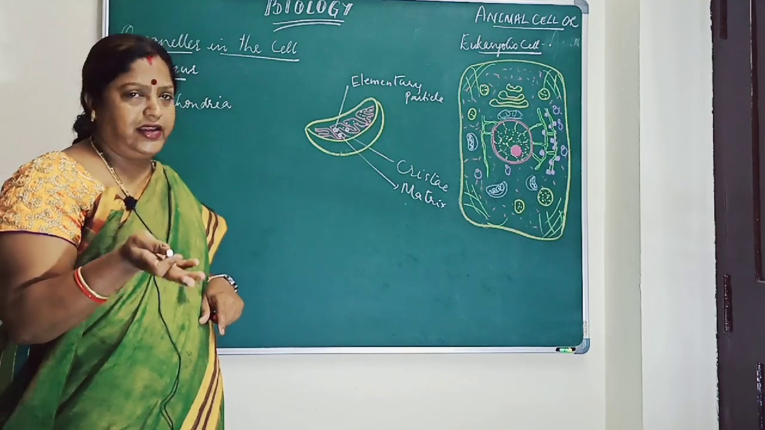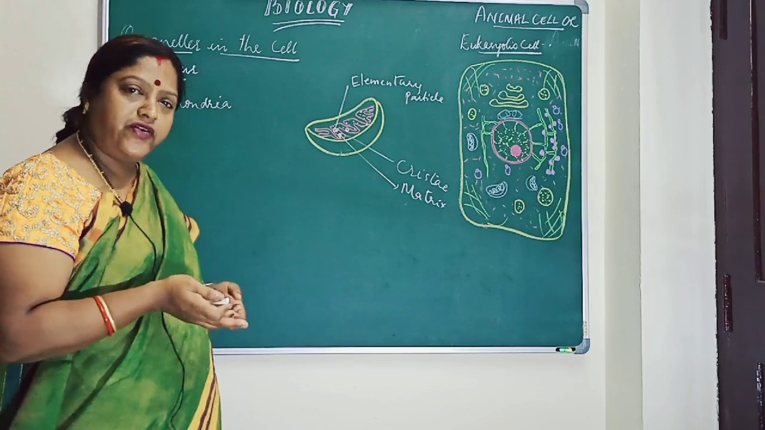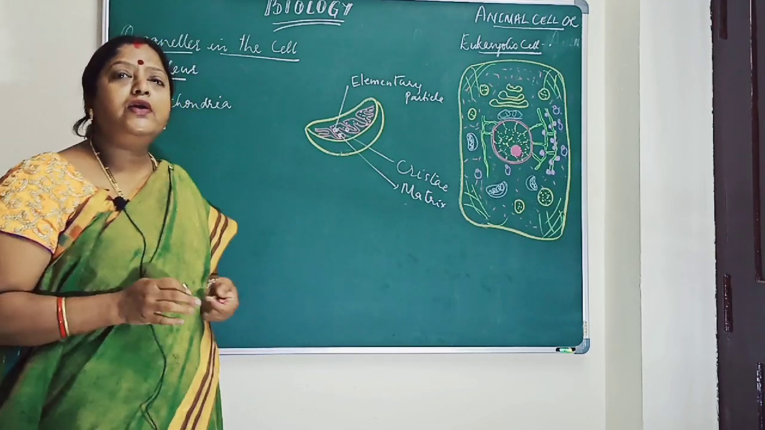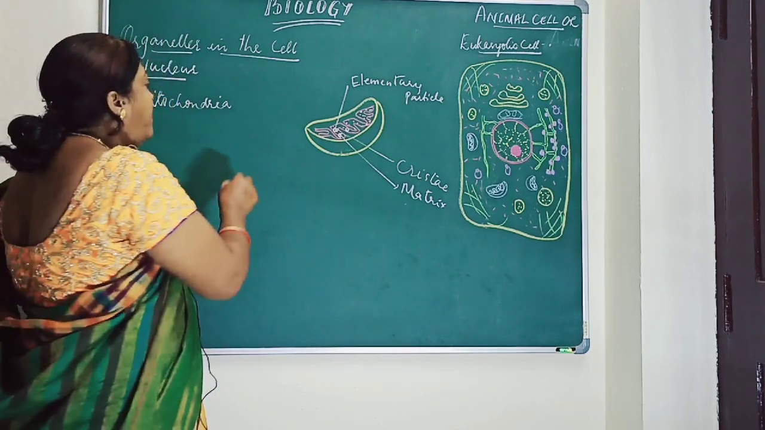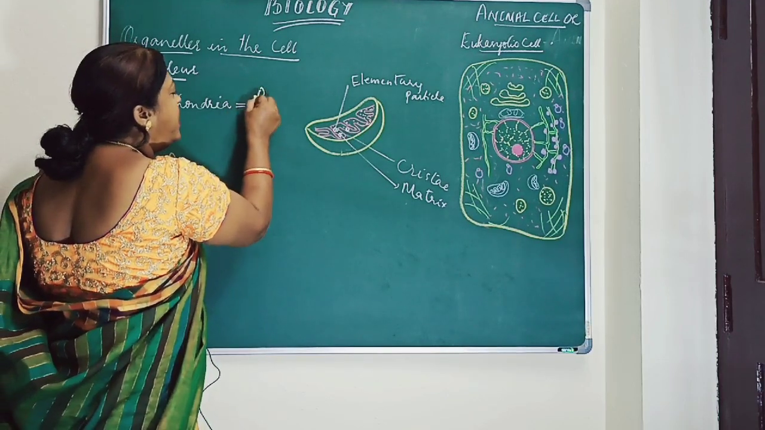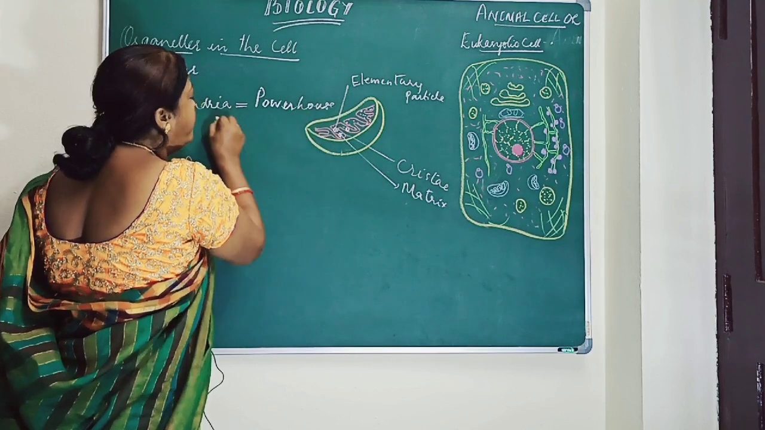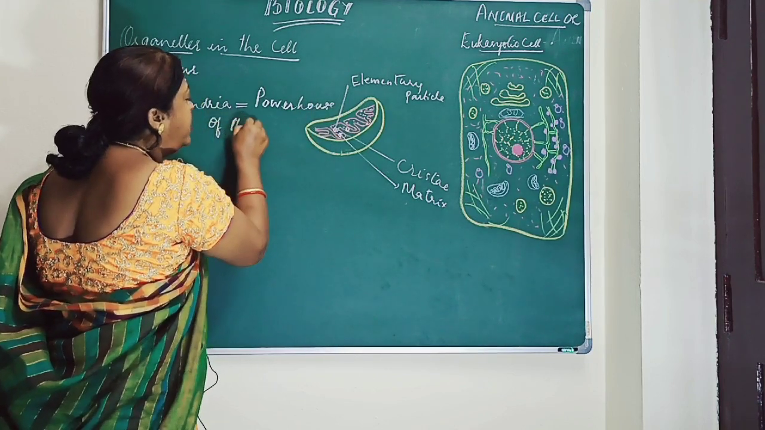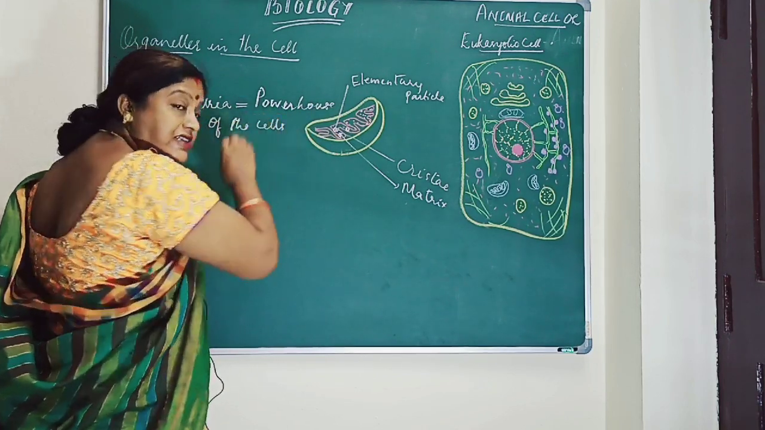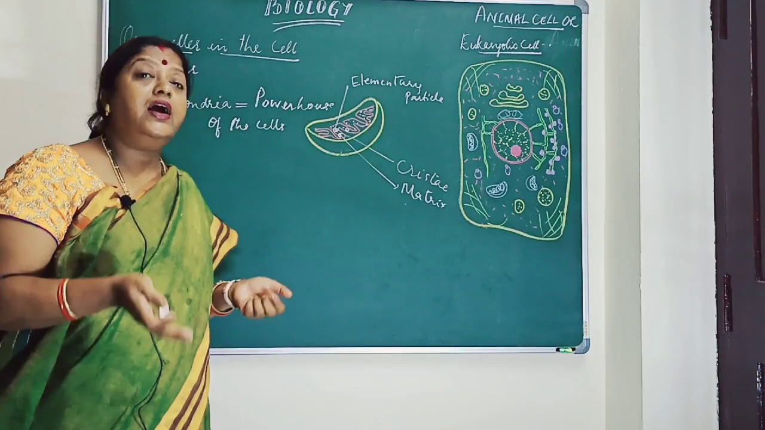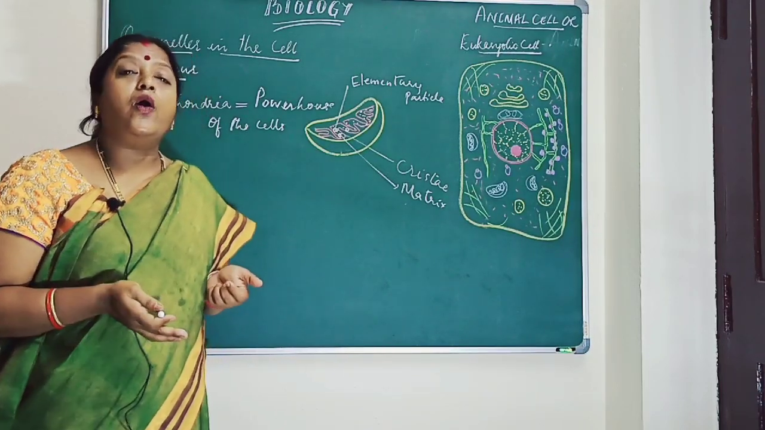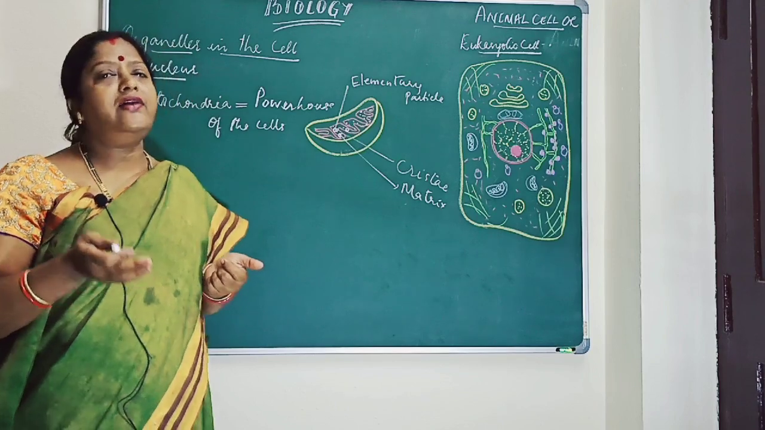Furthermore, we can learn in 10th class. Next we will go to the functions of mitochondria. Mitochondria is called the powerhouse of the cell, because it generates energy. Mitochondria generates energy by oxidizing carbohydrates and fatty acids.